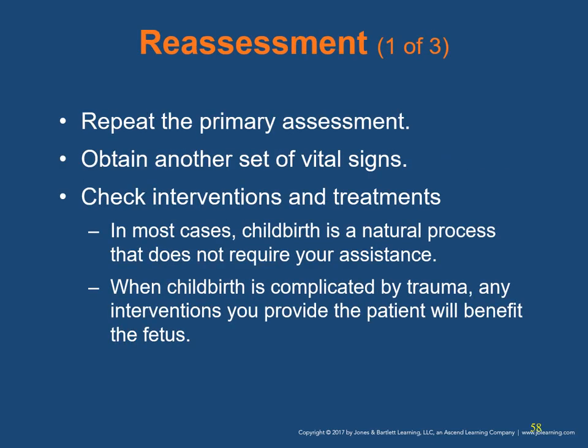Reassessment. Repeat the primary assessment with a focus on the patient's ABCs and vaginal bleeding, particularly after delivery. Obtain another set of vital signs and compare with those obtained earlier. Recheck interventions and treatments to see whether they are effective. Is vaginal bleeding slowing with the uterine massage? In most cases, childbirth is a natural process that does not require your assistance. When childbirth is complicated by trauma or other conditions, however, any interventions you provide for the patient will benefit the fetus.